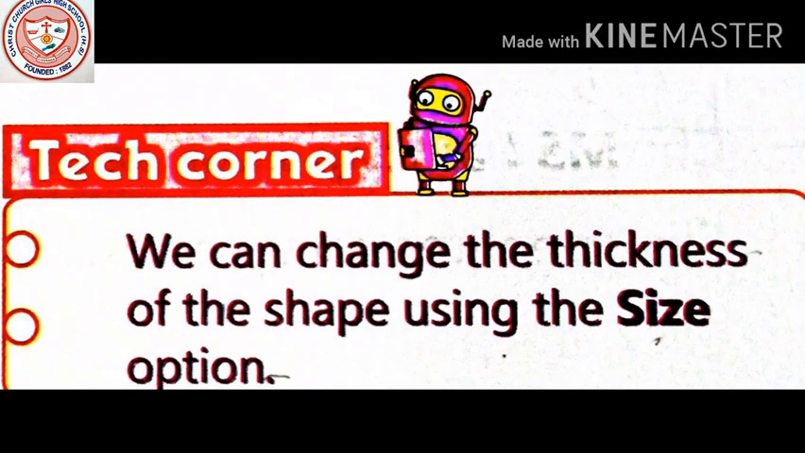Now let's see what is written in the text corner. We can change the thickness of the shape using the size option. With the help of the size option, you can change the thickness of any shape. If you want it thin, thick, thicker, thinner, thinnest, whatever you want, you can change it using the size option.